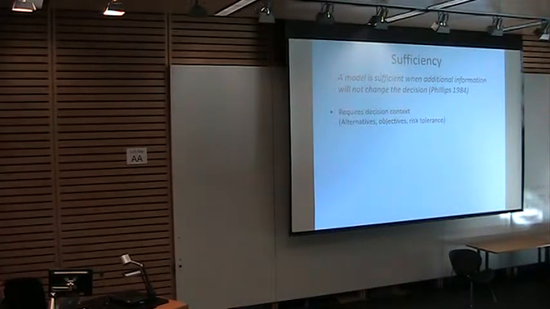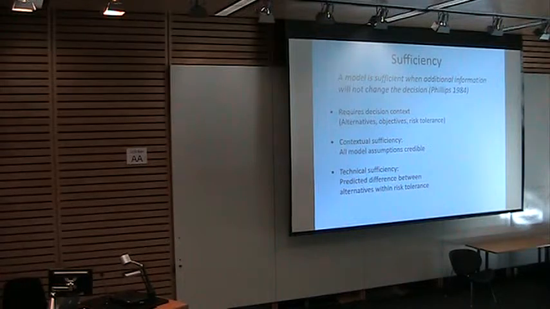I wish it was that simple. But it requires a decision context, obviously, which comes with alternatives that you choose between, objectives that you're trying to achieve that you measure the alternatives with, and some risk tolerance, describing how precise you need the answers to be. I'm thinking about this not in two ways, but with two components to it. A contextual sufficiency: is the model that I have sufficient for the context that I'm trying to apply it to? Another way of thinking about that is, are all the assumptions in the model relevant and credible for the decision that I'm trying to make, or the question that I'm asking? And the idea of technical sufficiency, which is this idea of model accuracy, model precision, really the predicted difference between these two alternatives that you're trying to choose between in a decision context.